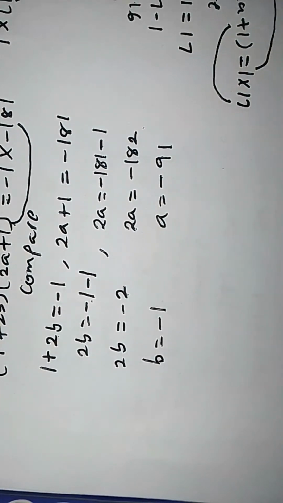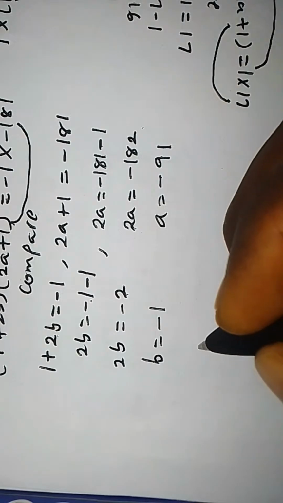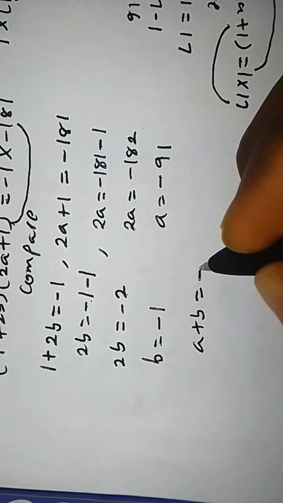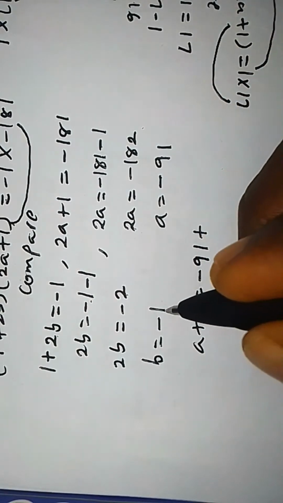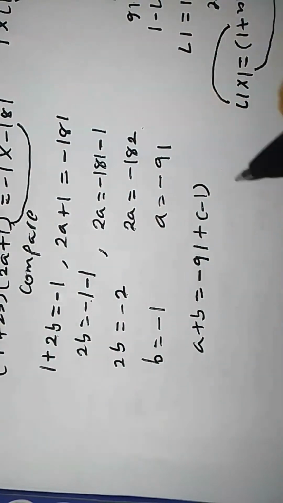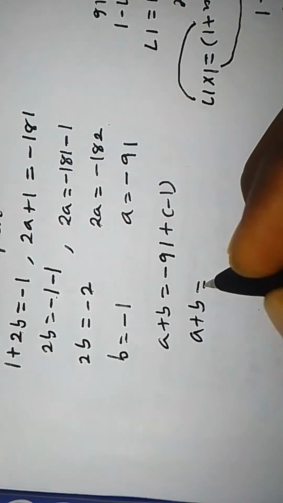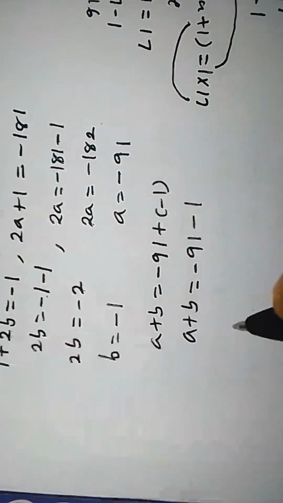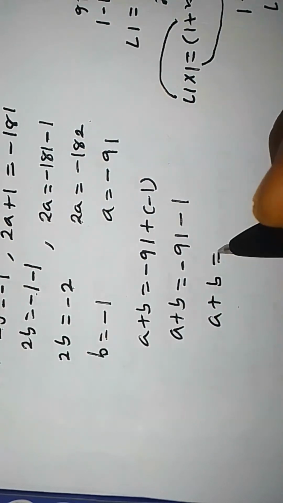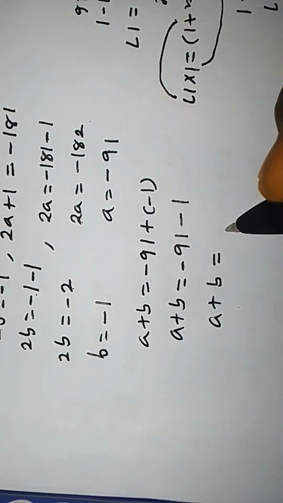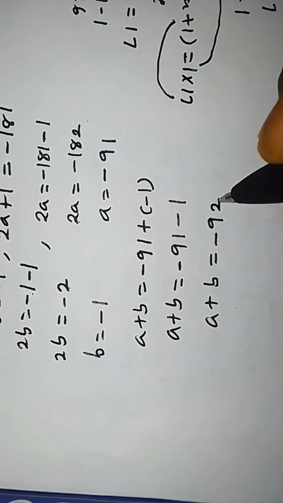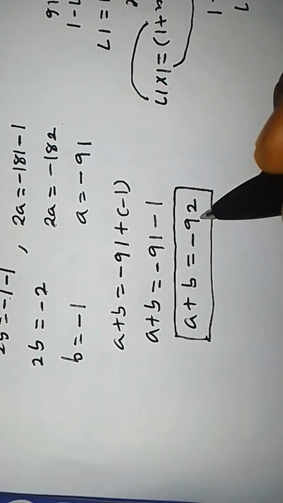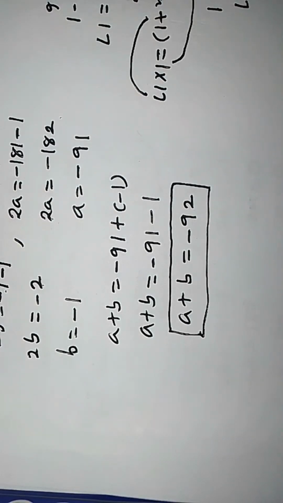But our main goal is to find what? Is to find a plus b. a is minus 91 plus b is negative 1. a plus b is equal to minus 91 plus minus 1. a plus b is equal to minus 91 minus 1, that is minus 92. This is another value of a plus b. a plus b is equal to minus 92.